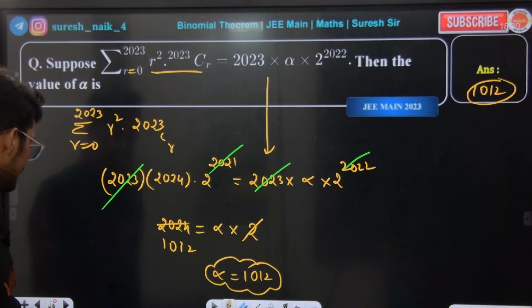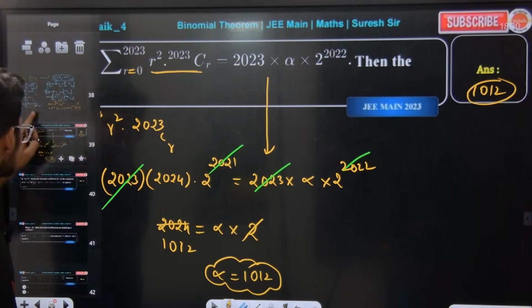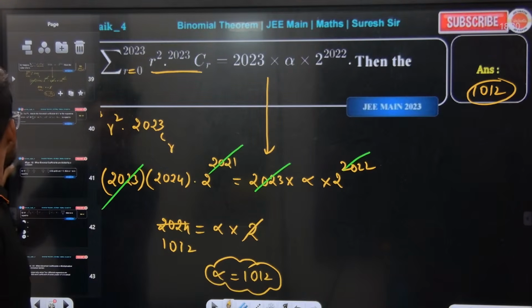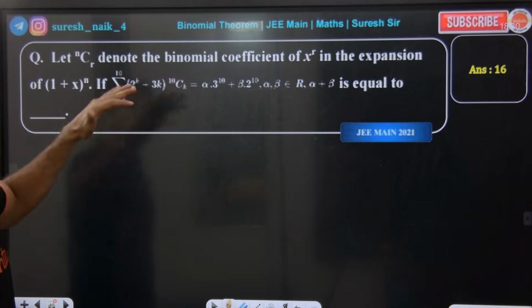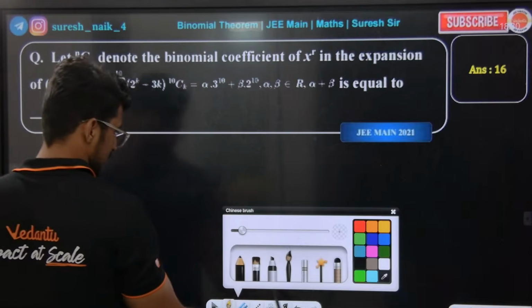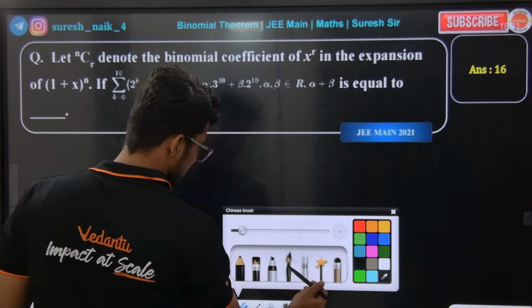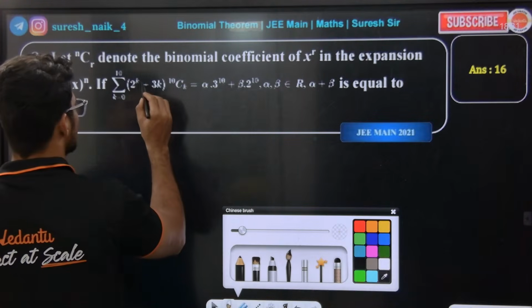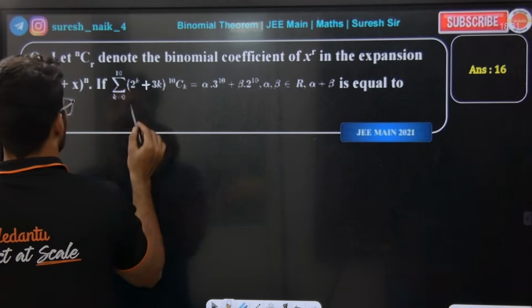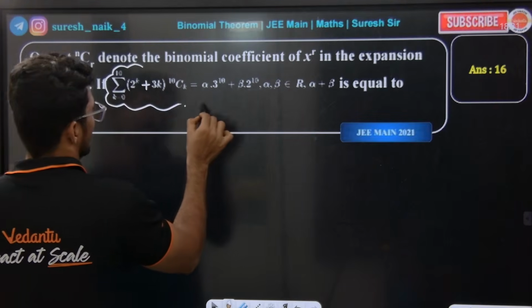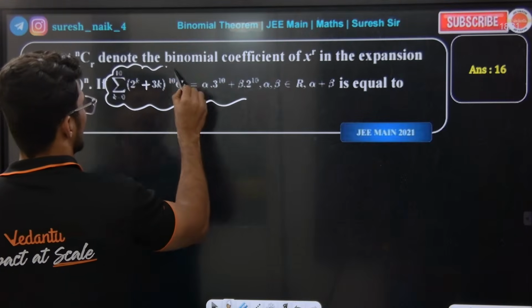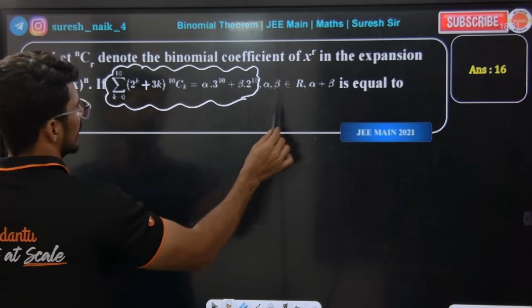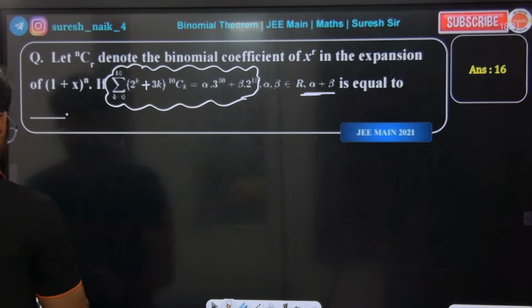Okay. Any doubt? This is the simplest question again. You need to try this by using the results I have taught. You need to solve this. Cool? Alpha plus beta is equal to dash, you need to find out.